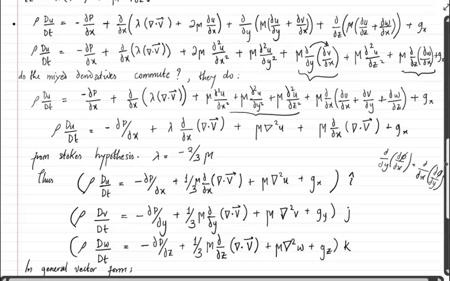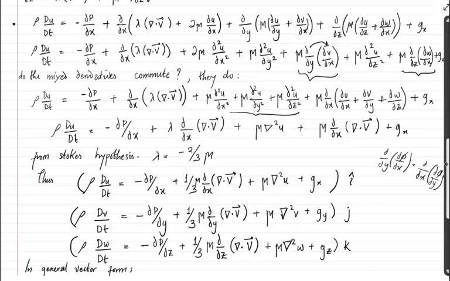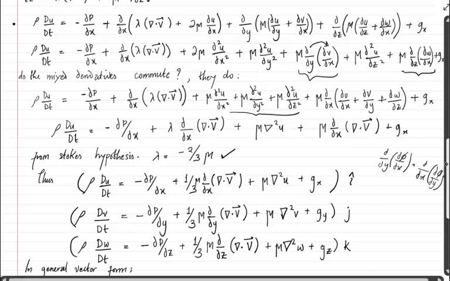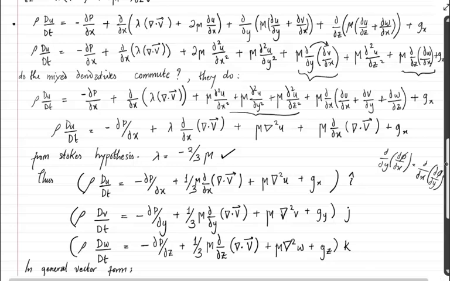Now, when you switch this, you have this interesting term, mu d dx of du dx plus dv dy plus, which is the divergence of v. And then we bring it down here, we have minus dp dx plus lambda d dx divergence of v plus mu d dx divergence of v plus gx. Now, recall from Stokes hypothesis, we took lambda to be equal to minus 2 over 3 mu. So if we put lambda equal to minus 2 over 3 mu here, we'd have rho du dt equal to minus dp dx plus 1 over 3 mu d dx divergence of v plus mu Laplacian of u plus gx.